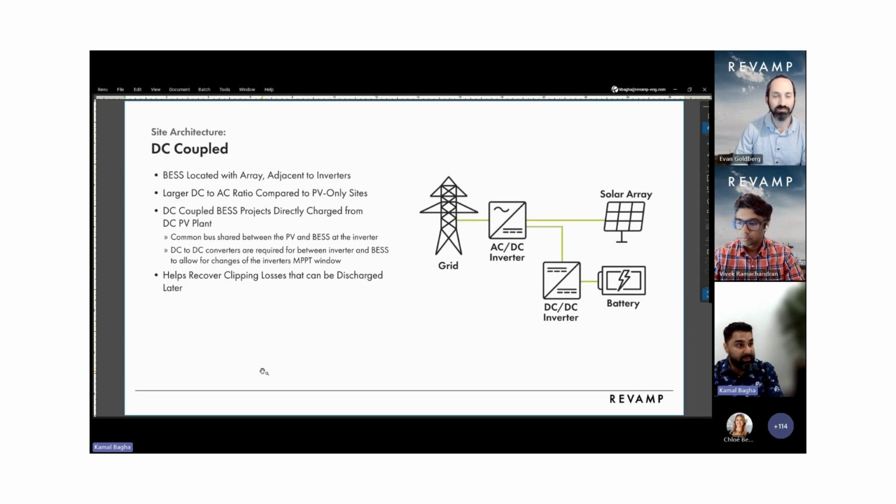DC coupled BESS projects are charged directly from a DC source like a PV plant. Usually there is a DC to DC converter that goes between the AC and DC inverter and the battery. This is to allow for the MPPT of the inverter to maximize the power production of the PV. The good thing about DC coupled systems is they help recover the clipping losses that can be discharged later.